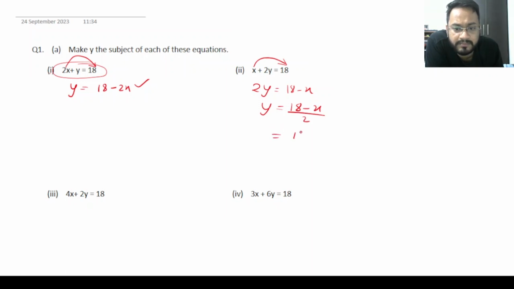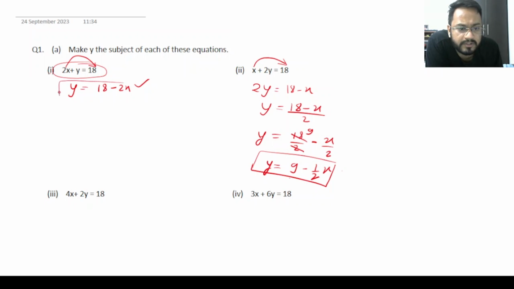So for 18 divided by 2, we can shift this denominator, or what we can say LCM, to both the values. So this will become 18 by 2 minus x by 2. If I cancel it, it will become 9, and the final equation becomes 9 minus 1 by 2 x is equal to y, right? So this is how we got the value.